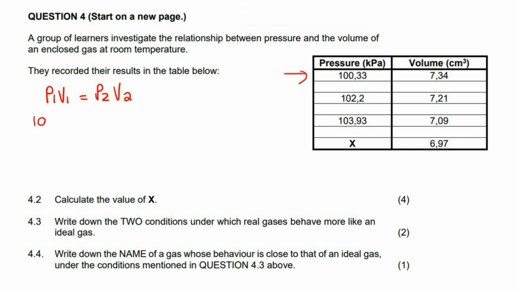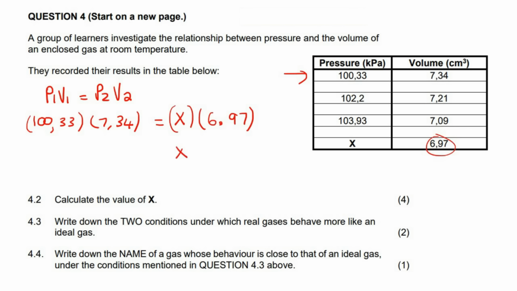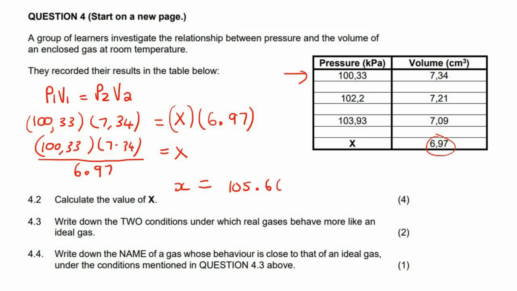So here we're going to say 100,33, and then the volume is 7,34. The pressure 2 we don't know, so we'll call that x, and the volume that goes with that one is 6.97. Now you can get x by itself by saying this side over 6.97. If you work out x, you should get 105.66. Because we didn't change any units, just use the units that they have, so that'll be kPa.